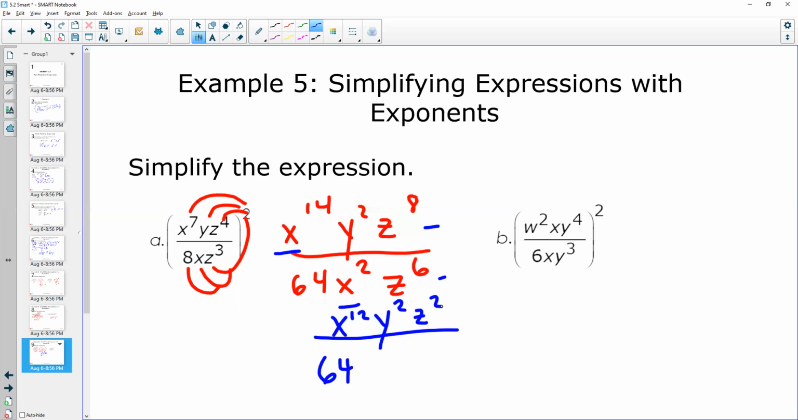You try the same thing for the last one. When you're finished, you should have w to the 4th, y squared on top on the numerator, over 36. If you get stuck, you know what to do. We'll see you in the discussion.